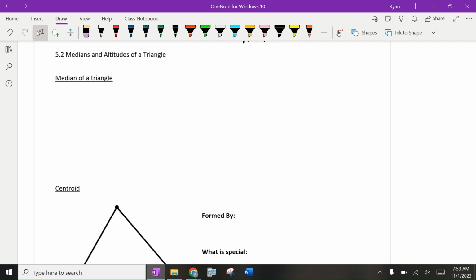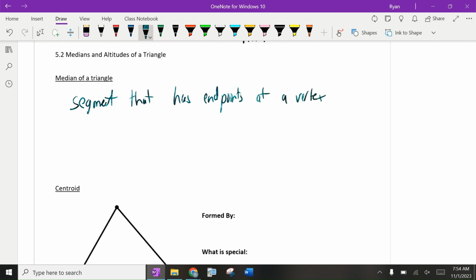If you're driving down Randall Road right in front of the Geneva Commons, you're going in different directions. In the middle, there's that grassy strip. We call that the median. The median is the middle. So the median of a triangle, going through the middle of a triangle, to be more specific, it is a segment that has endpoints at a vertex and midpoint of opposite side.